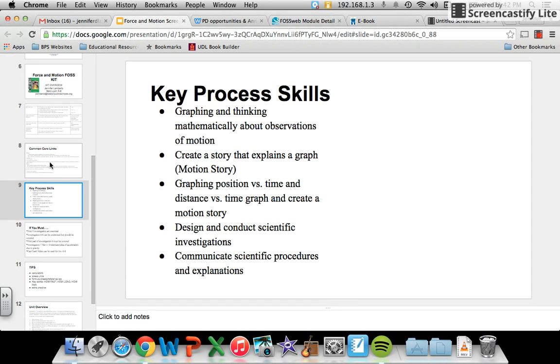Now, your key processing skills, graphing and thinking mathematically is huge. Students will ask you why are we doing math in science class. This is very math heavy, so be prepared for that, and I'll talk about that a little bit in the tips.